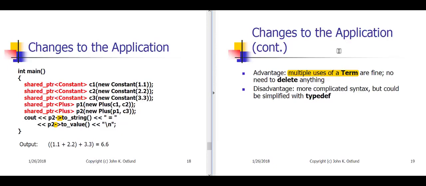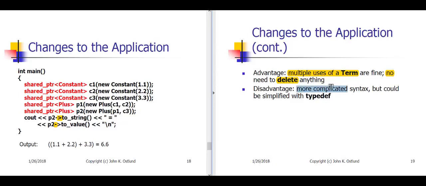So this is very nice because now we can have multiple uses of any term. We can use the constant C1 multiple times. We could declare a variable and use that multiple times, and so forth. And we don't have to delete anything. We just allow the shared pointer to clean up after itself.